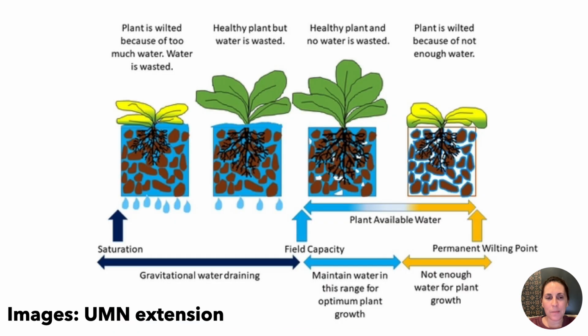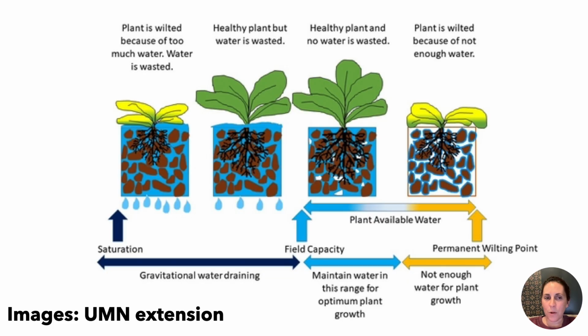And going a little bit further onto that, this is kind of what plants end up doing in various stages of water. So on the far right side, you'll see that plant is wilted, and it's because it doesn't have enough water. You add some water and it becomes a healthy plant, and no water is wasted. So that's adding just enough water without any type of extra runoff.